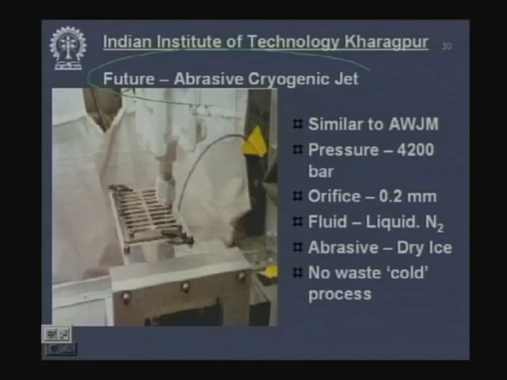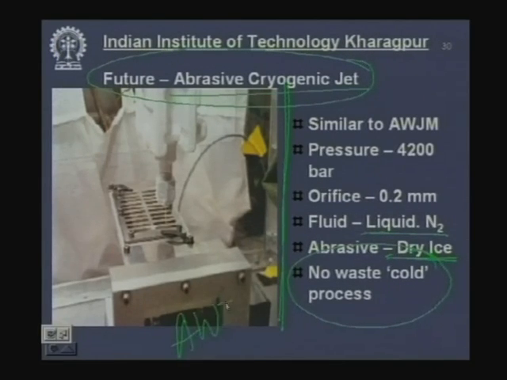Now, this is the future of abrasive water jet machining. This is not called abrasive water jet, rather abrasive cryogenic jet. Instead of water, liquid nitrogen is used. Instead of abrasive, dry ice or carbon dioxide is used. You do not have any waste after you have machined. Absolutely no waste is there. So, possibly this is the future towards which abrasive water jet is gradually moving. The water is replaced by liquid nitrogen and the abrasives are replaced by dry ice.